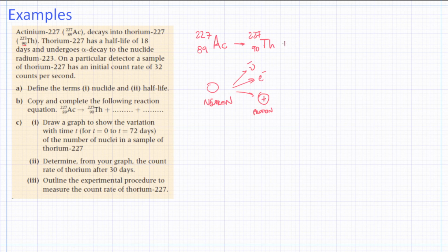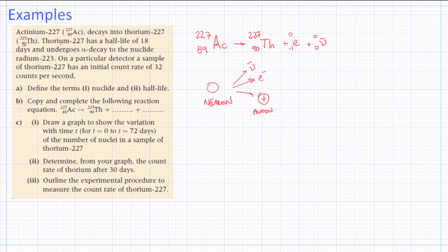So since this is beta minus, we can just add the electron here. So electron mass 0, charge -1, and our antineutrino. And if we check, 89 is 90 minus 1 plus 0, and 227 is 227 plus 0 plus 0. So, check. That's the first decay that's happening here.